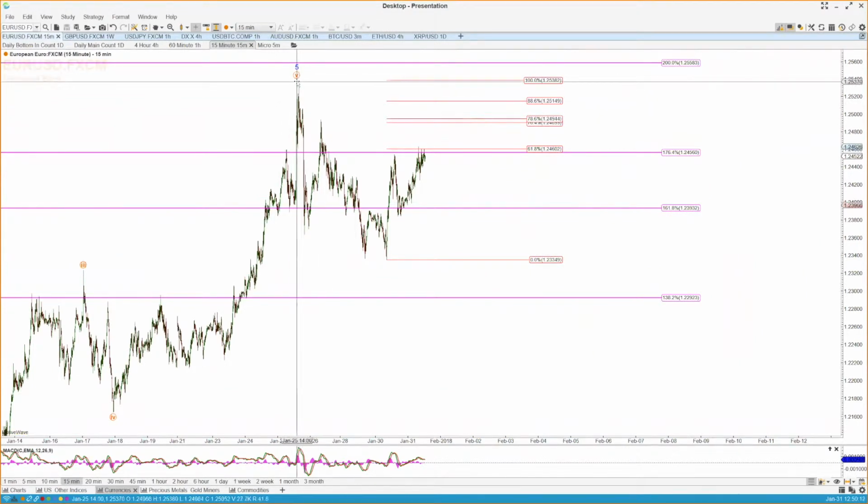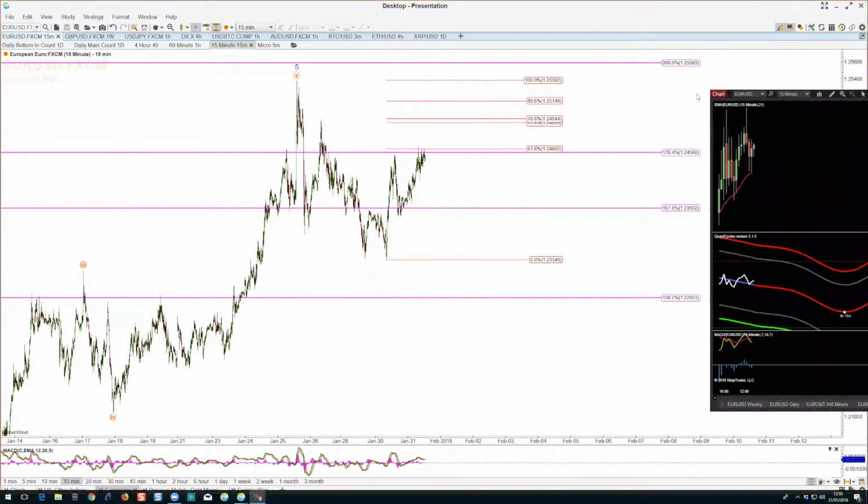On the 15-minute chart, if this is the top, then we've had a move down, which counts as a 5-wave diagonal move down to the 1.233 low. And we're currently sitting just at the 618 retrace fib against that move down. So it's going to be interesting to see what happens this afternoon.